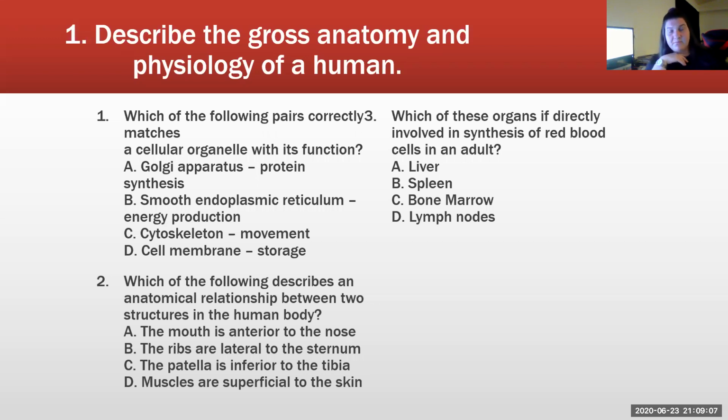C, bone marrow is the correct answer. That bone marrow is directly involved in the synthesis of red blood cells in an adult. So moving on.